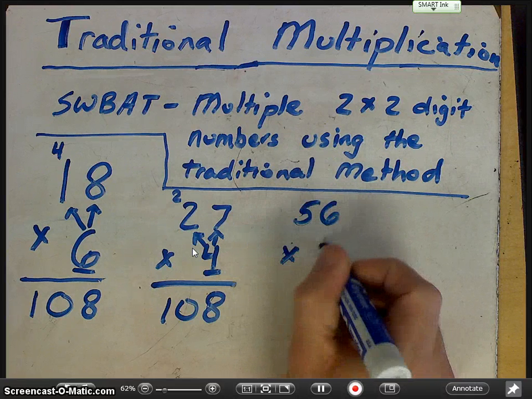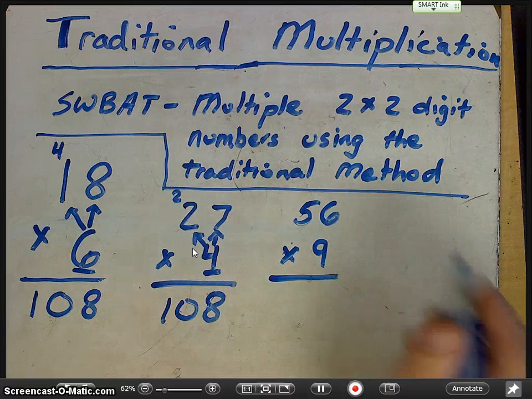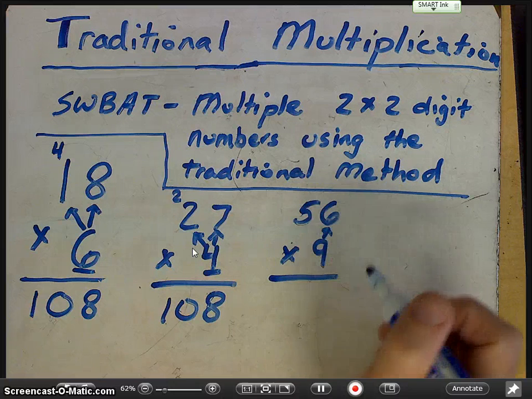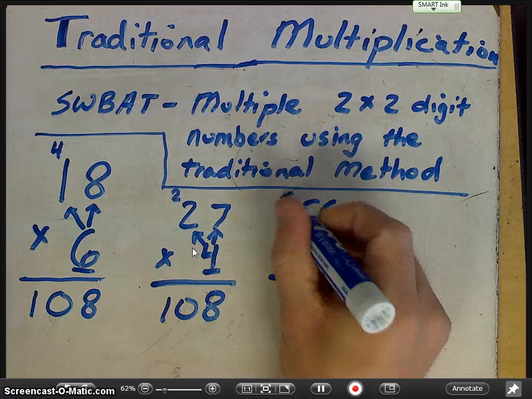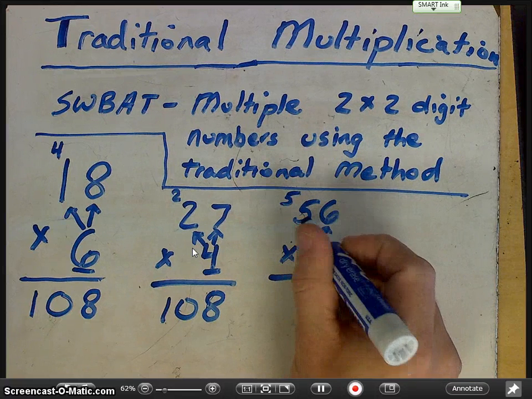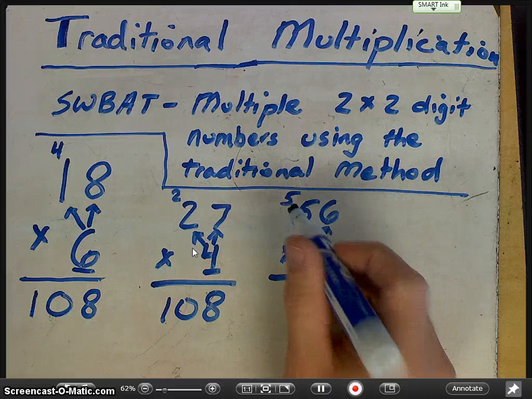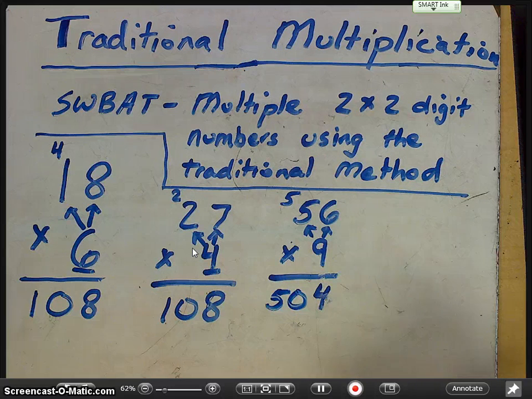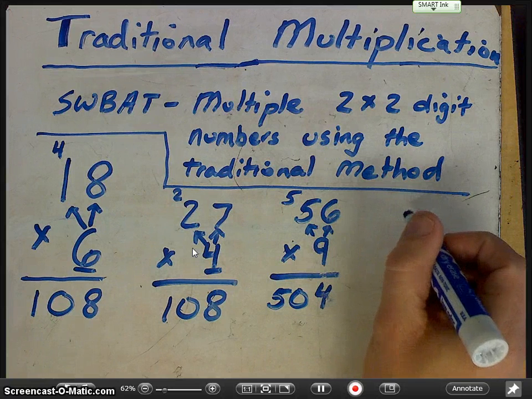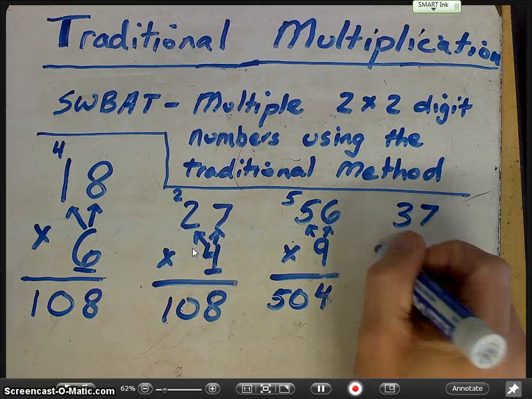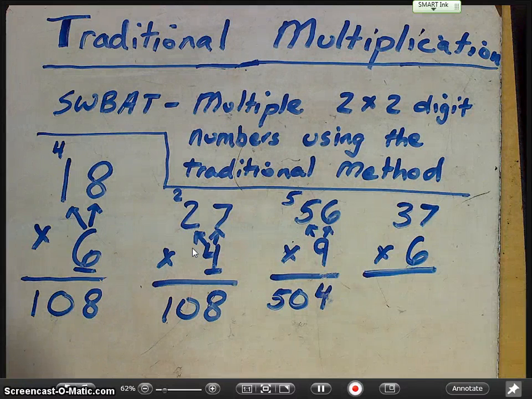56 times 9. You try it. Okay, so now you're back. 9 times 6 is what? It's 54, so we put down the 4. Carry the 5. 9 times 5 is 45, and 45 plus 5 would give me 50. So that's how I do these. Try this one on your own: 37 times 6. And bring it in to class tomorrow.